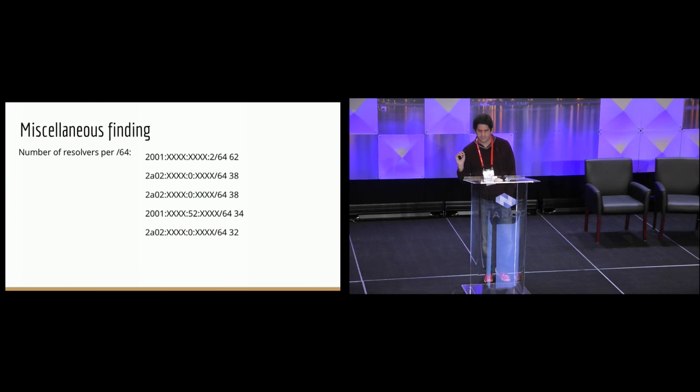We have identified that in certain /64 prefixes, there are a lot of resolvers in each. For example, in the first line, we found 62 servers in only one /64 IPv6 prefix. We believe that this is because of the privacy addressing that some operating systems have implemented. But from my point of view, this is quite interesting too.